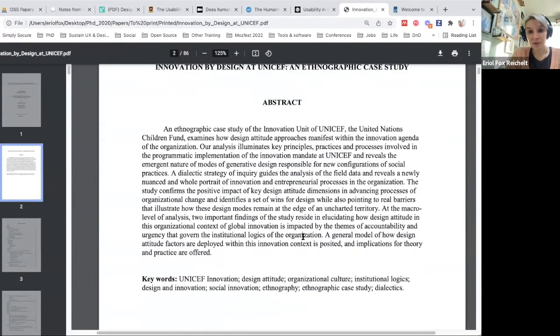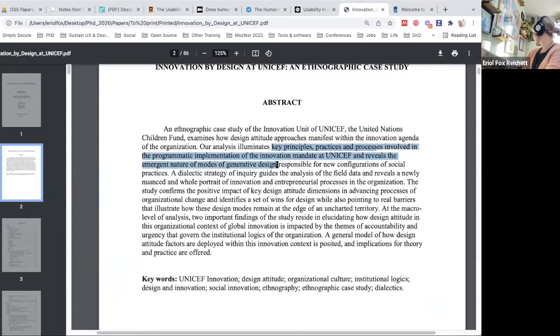So having a look at the abstract at first, there's a couple of things that I've noted. The first is here about key principles, practices, and processes involved in the programmatic implementation of the innovation mandate at UNICEF, and it reveals the emergent nature of modes of generative design responsible for new configurations of social practices. So I think the most interesting thing there is that latter half: the modes of generative design responsible for new configurations of social practices.